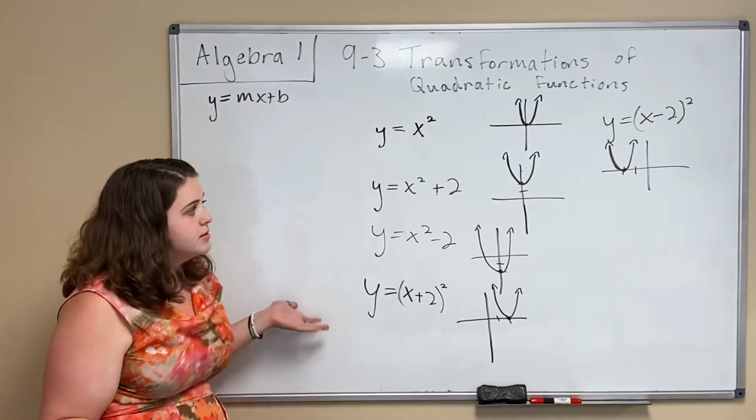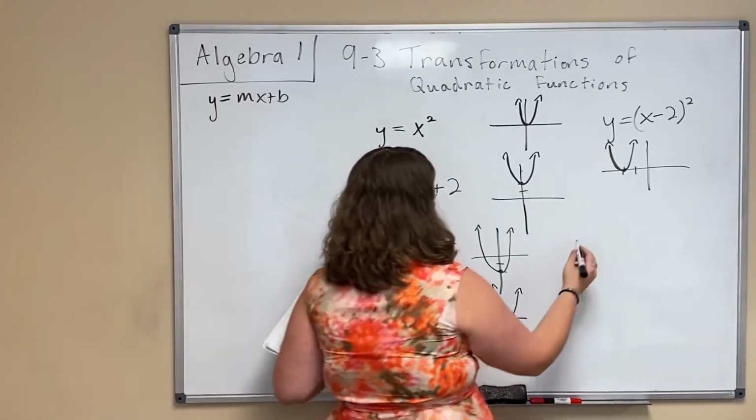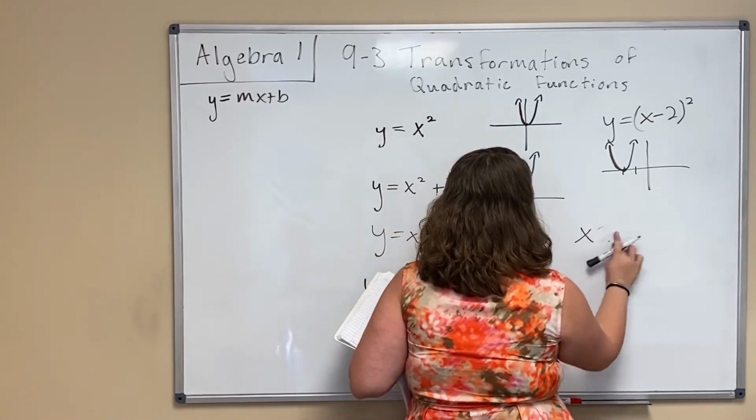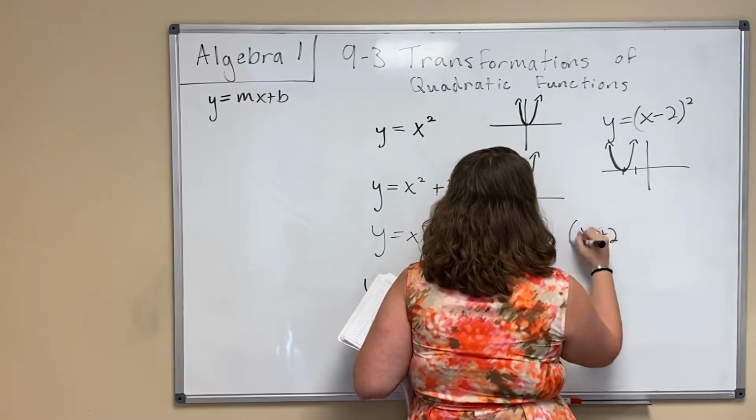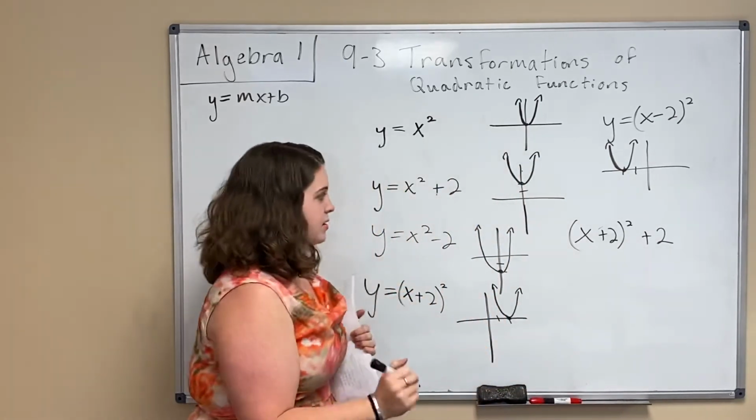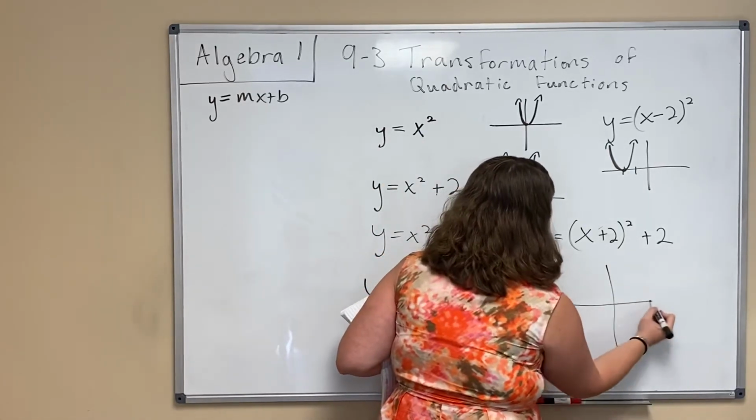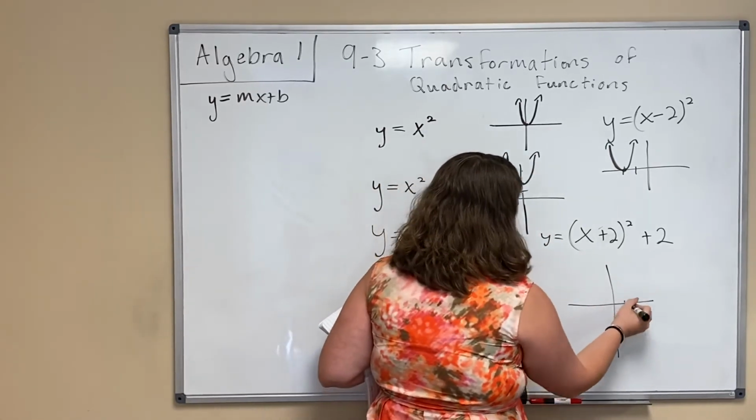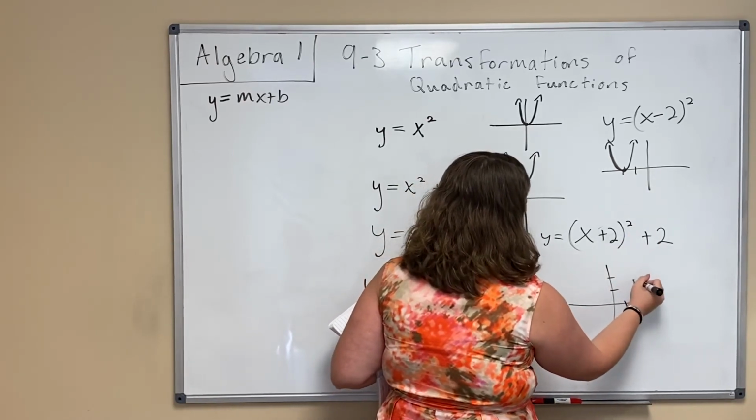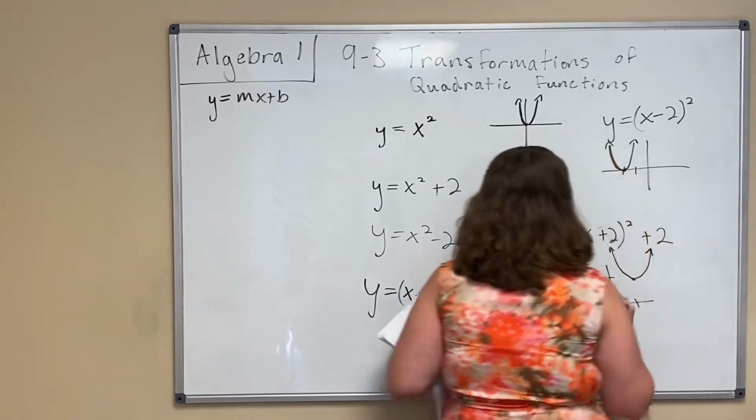Now some graphs are going to ask you to do both, so what if I had y equals x plus 2 squared plus 2? That means when I graph this, I'm going to move it right 2, but I'm also going to move it up 2 before I start it. And that's where I start my graph.